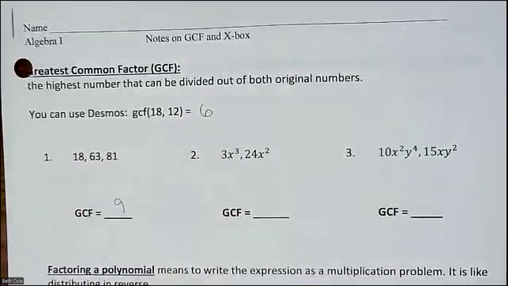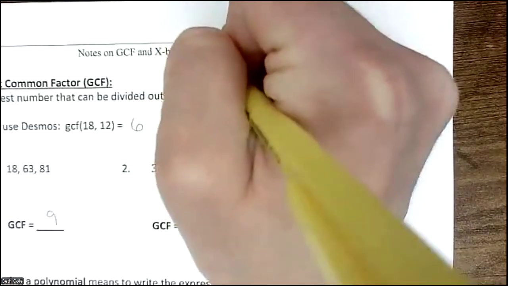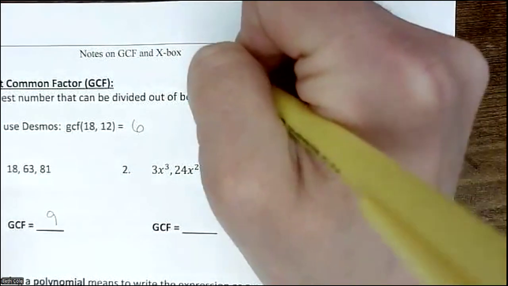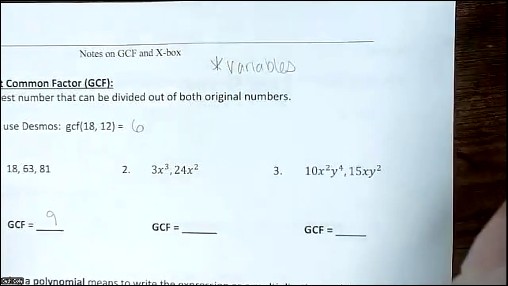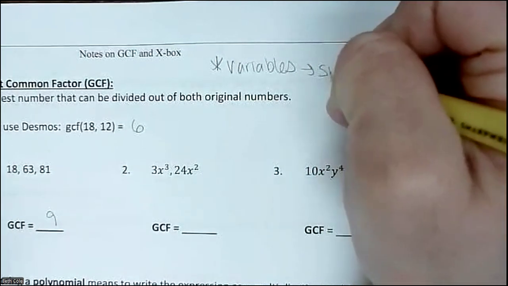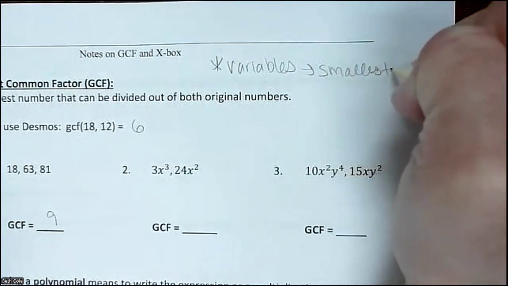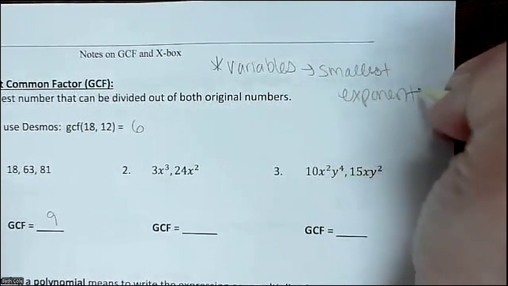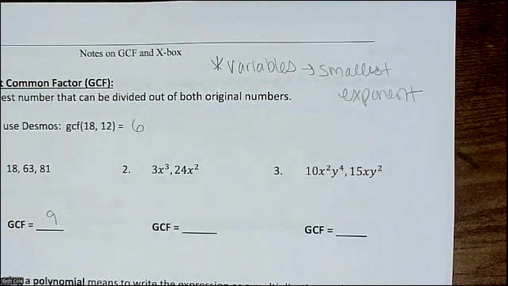Now, these other ones have variables in them. So listen, I'm going to put a little star over here. For variables, like x and y, you want the smallest exponent. And usually right about there is when I get, but Miss Cole, you said it was greatest common factor. Why do we want the smallest exponent? It's because they have to share it in common. Can you take $5 from someone that only has 4? No. Like it has to be there in order for you to take it.